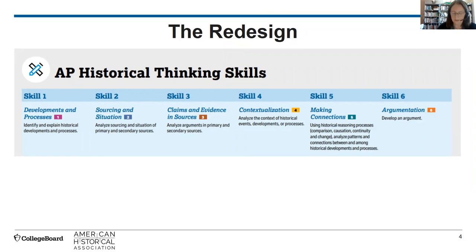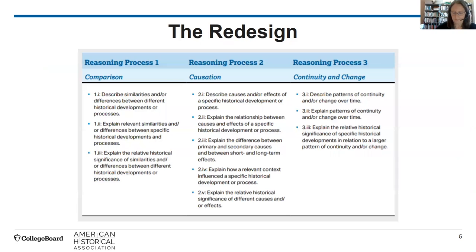Skills 5 and 6, you can see, are particularly geared toward that higher order of essay writing. And skill 5 is packed with fun. It has a lot of what we call reasoning processes embedded within it. Next slide. Here are the reasoning processes that were packed in that skill. And they include comparison, causation, and continuity and change over time. This is also really helpful language to teach students how to craft an argument.